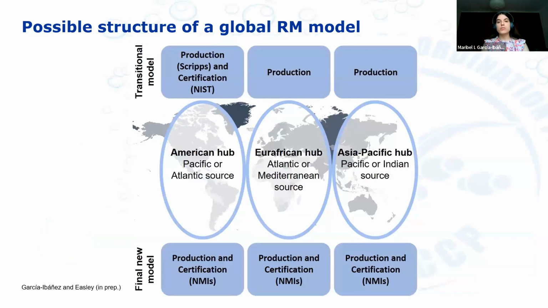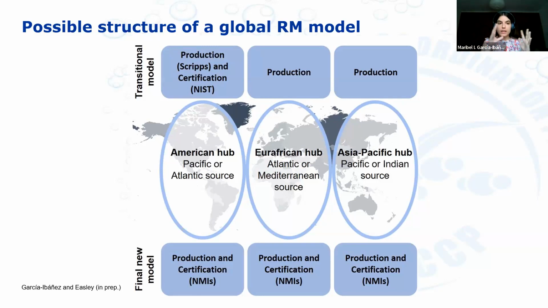So the potential new model for the seawater reference materials for the carbonate system that was discussed is the one that is presented in this slide, centered on regional hubs, each one of them having their own production and certification centers. And as you see, you have on the top of the figure a transitional model, which will be helping to establish each of the hubs that currently don't have any production or certification center yet established, with the idea to have the model in the bottom, which says final new model, where each hub will have their production separated from certification, and the latter will happen in National Metrology Institutes or NMIs.